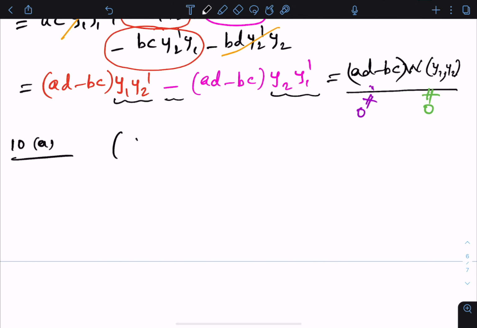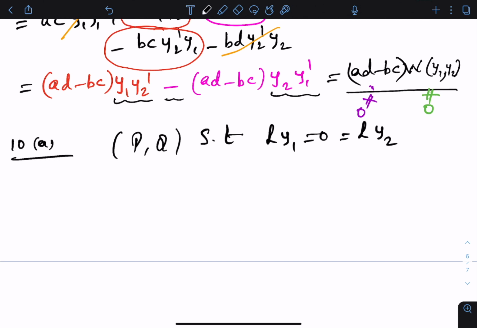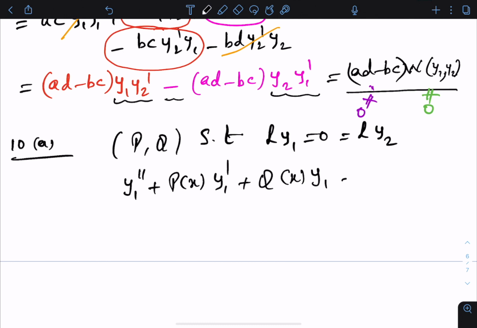So what are we looking for? We are looking for P and Q such that the given functions y1 and y2 are solutions. So basically L y1 is equal to 0 and L y2 is also equal to 0. But you know what L y1 and L y2 are: y1 double prime plus p(x) y1 prime plus q(x) y1. So we need to find P and Q like this. So for which P and Q will this be valid?